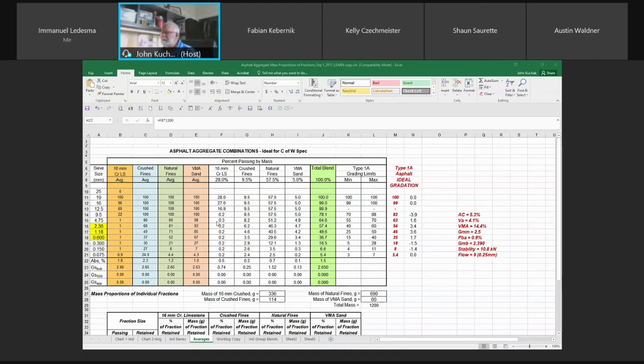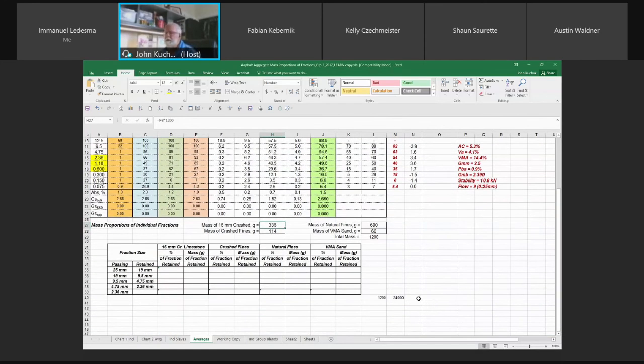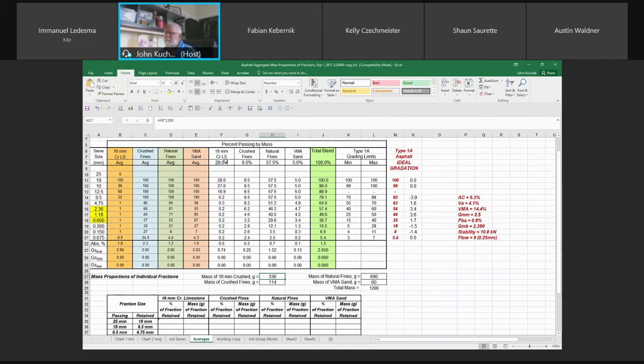The spreadsheet here that you see is what we were looking at last week to come up with our blend: 28, 9, 5, whatever you guys came up with, okay? So that's your Lab 6. Down here on the bottom is what we're calling Lab 7, mass proportions of individual fractions. We know that we need percentages of 16 millimeter crushed, fine, natural fines, and VMA. So we said, yes, we're happy with it. That's going to be our mix design.